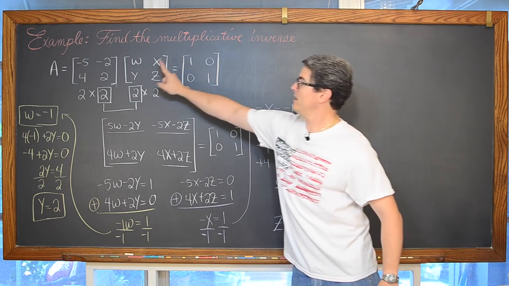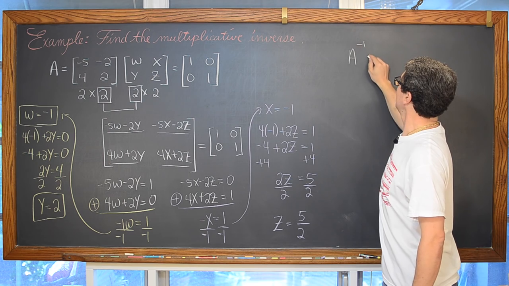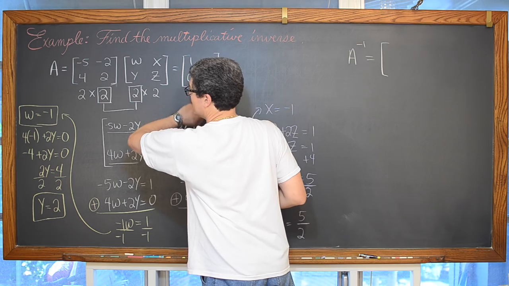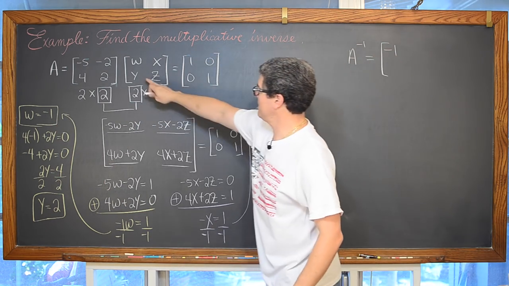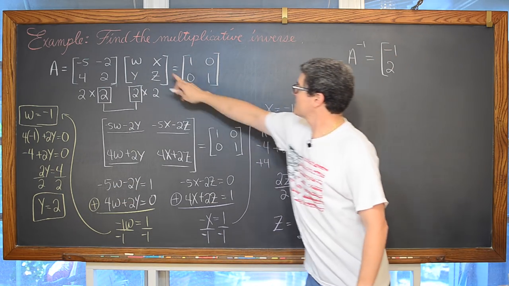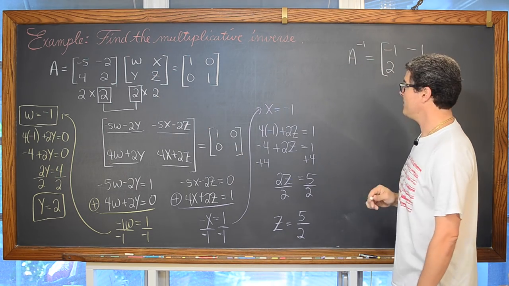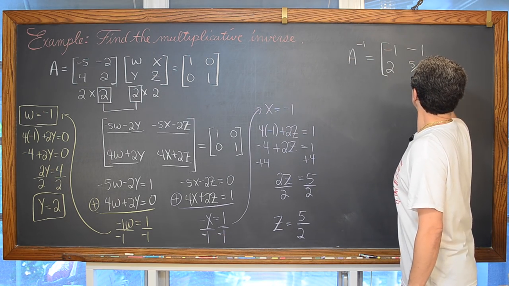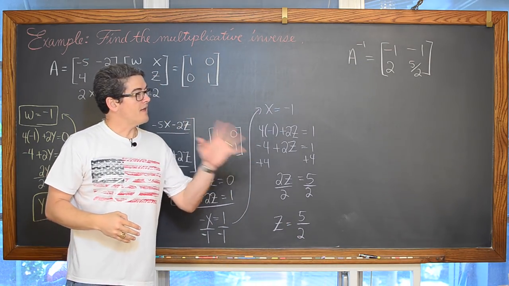So our inverse matrix, the inverse of matrix A, is going to be equal to, let's see here, w is first row, first column, and that was negative 1. Then we have y in the second row, first column, which is 2. The x is in the first row, second column, so right there, negative 1. And then finally, z is 5 halves. Now that is our inverse matrix.